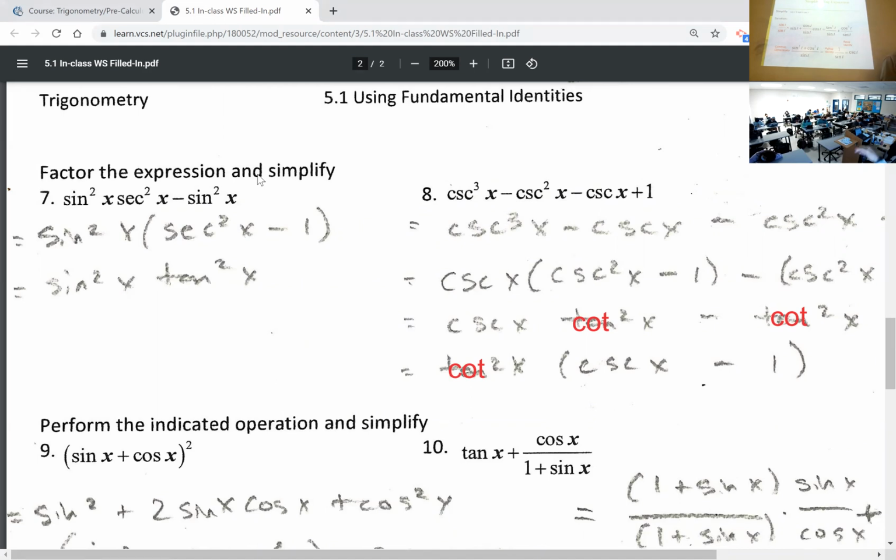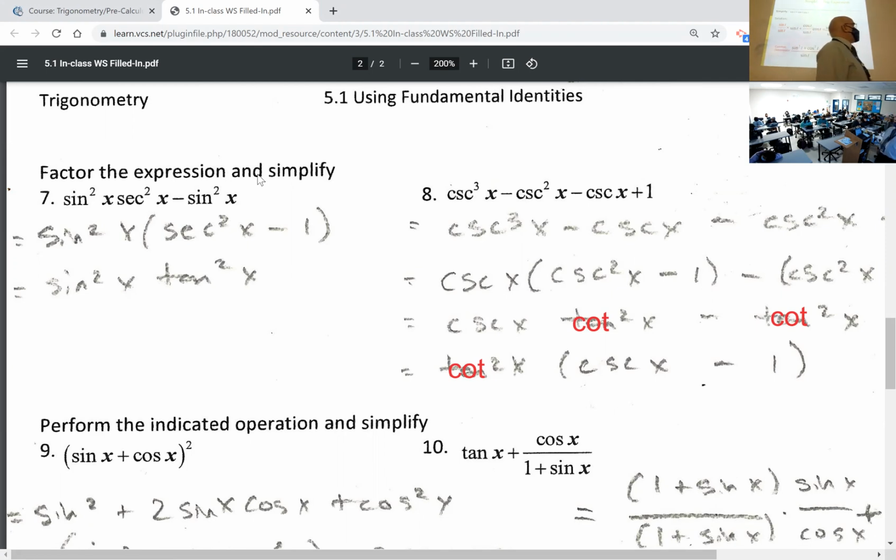Well, looking at my Pythagorean identities, so again, keep that sheet of identities handy, that's equal to tangent squared. Now, there's not a whole lot I can do with that. I could simplify it a little bit more, maybe by breaking tangent into sine squared over cosine squared, but that's about as simple as we can get it.